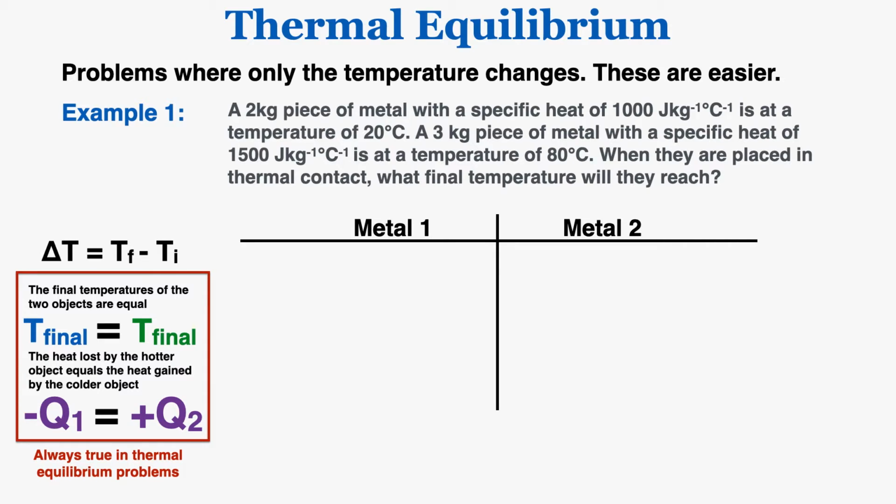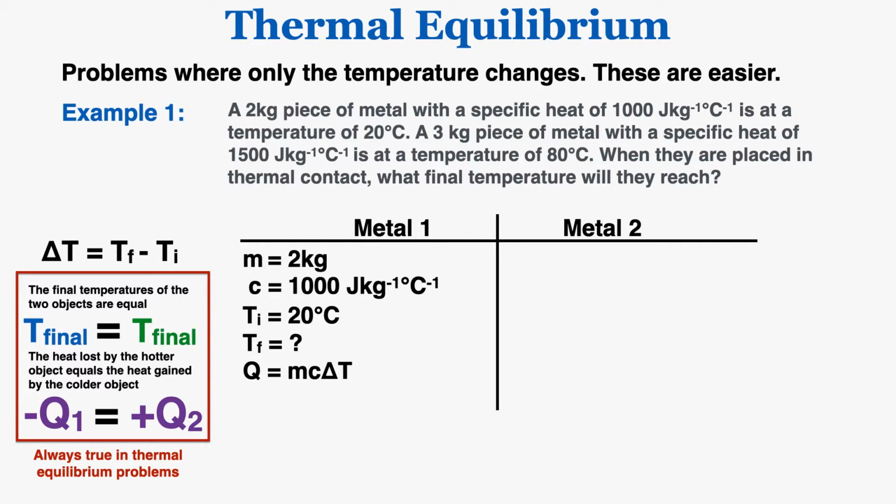So I need to use what I know about Q equals mc delta T, and also this new information about thermal equilibrium, where the energy lost from one is gained by the other, and the final temperatures are the same. I'll start by writing down everything I know. This is the information for metal 1, and we're trying to find the final temperature of metal 1.